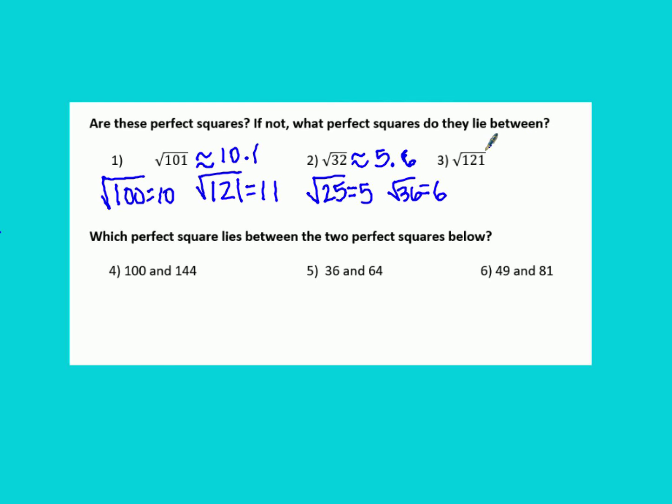And our last one, square root of 121, that looks familiar. That is one of our perfect squares. So we can just evaluate that and say that that number equals 11. So the square root of 121 is 11. There's one of our perfect squares.